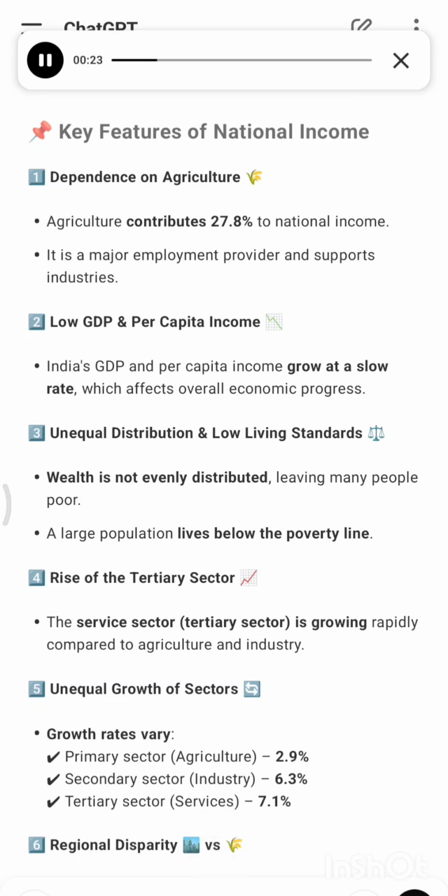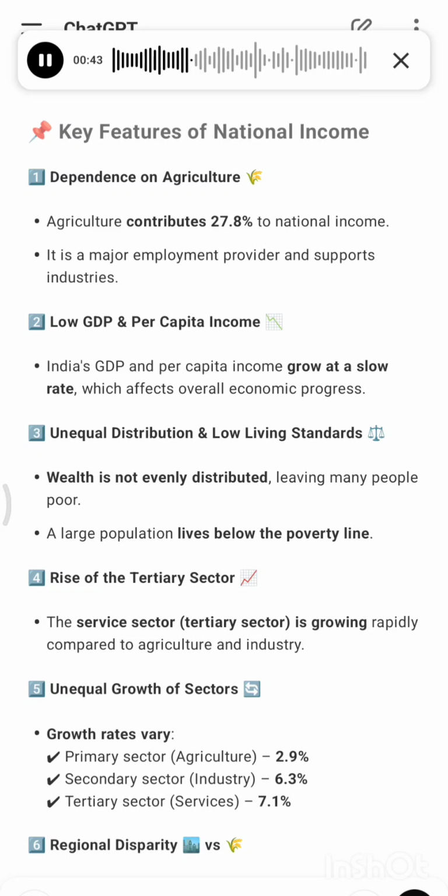2. Low GDP and per capita income. India's GDP and per capita income grow at a slow rate, which affects overall economic progress. 3. Unequal distribution and low living standards. Wealth is not evenly distributed, leaving many people poor. A large population lives below the poverty line.